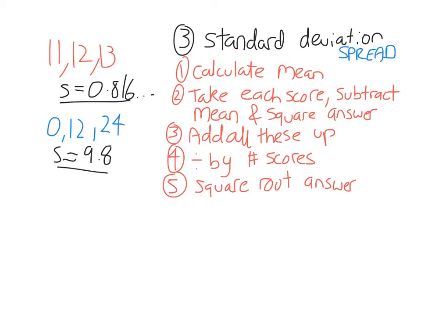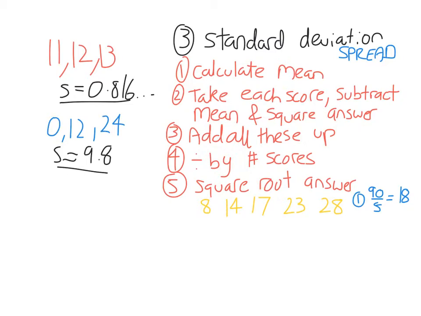So let's look at an example where we go through and calculate the standard deviation. So let's say I have these 5 scores in yellow, 8, 14, 17, 23, and 28. We're going to calculate the standard deviation. So the first step is to calculate the mean. So if you add these up, they actually add up to 90, so the mean is 90 over 5, which is 18. So that's first step done.